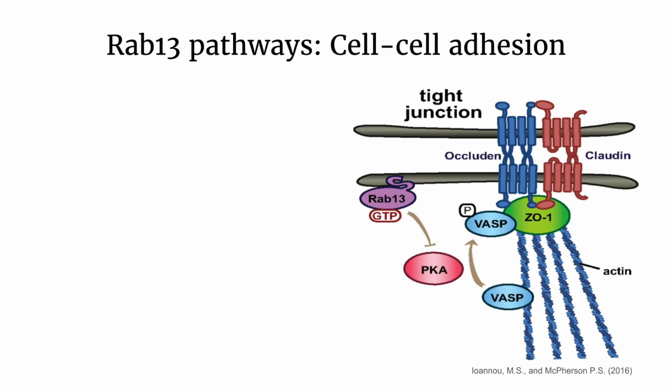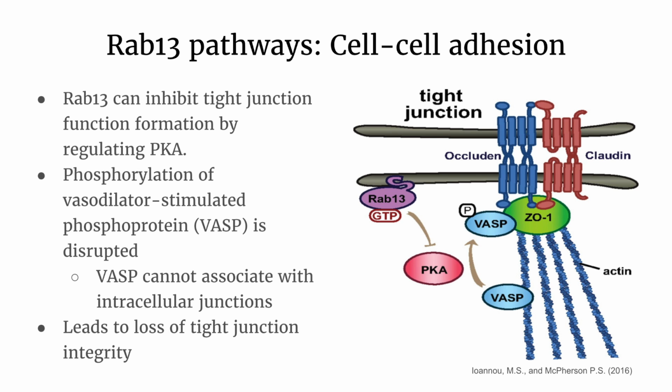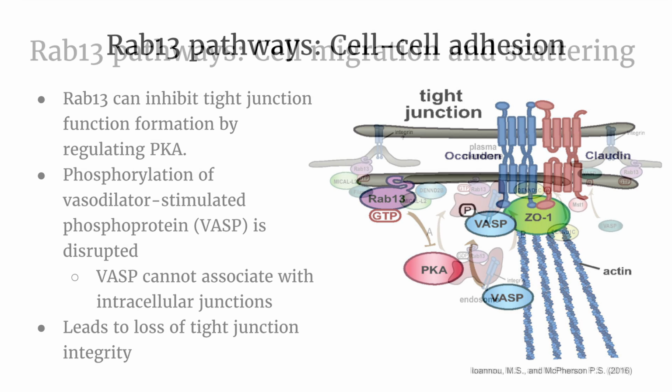The formation of tight junctions is important for adhesion in epithelial and endothelial cells. In addition, phosphorylation of VASP allows it to relocate to tight junctions to establish adhesion. Rab13 can inhibit this pathway by regulating PKA, which disrupts the phosphorylation of VASP. As a result, VASP can no longer associate with intracellular junctions, and the integrity of tight junctions is lost.